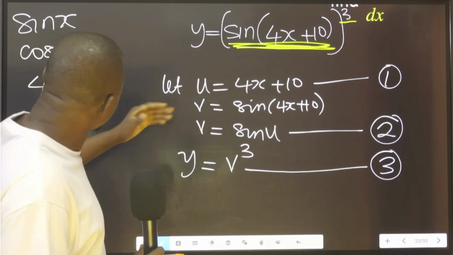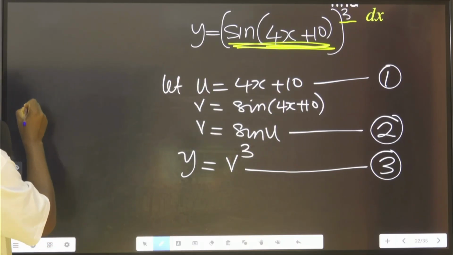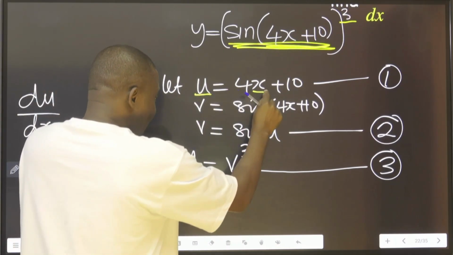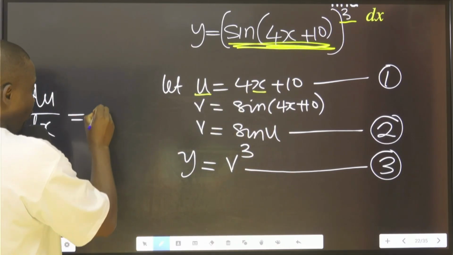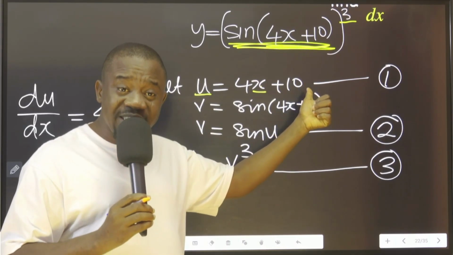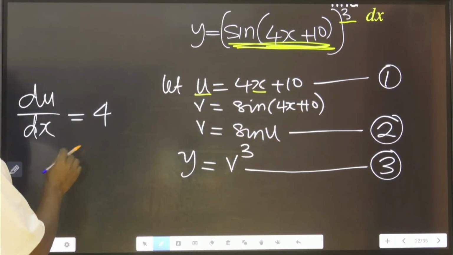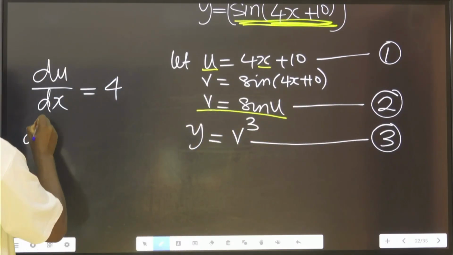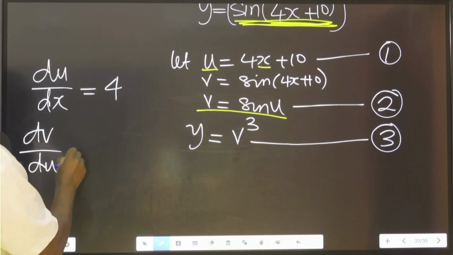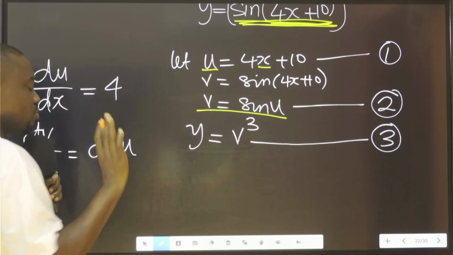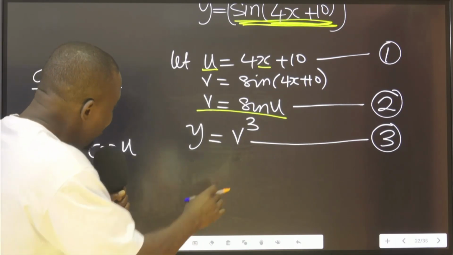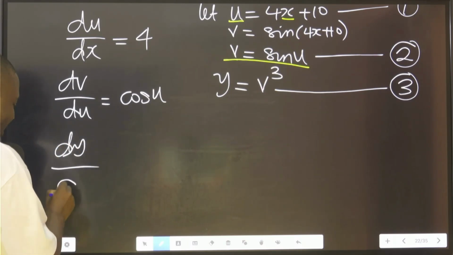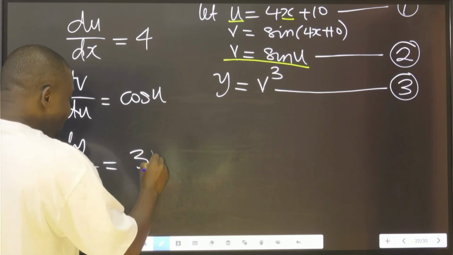Okay, now let's start with the first one. The first one is du/dx, that is u versus x. You agree with me this is equal to 4, because the differentiation of 10 is 0. The next one, we apply it here. That is dv/du. dv/du is equal to cos u. Then we apply it here. That is dy/dv, which is 3v raised to power 2.